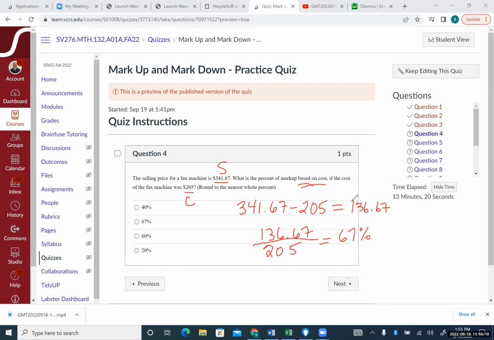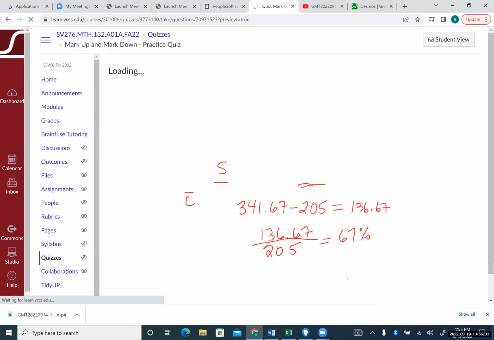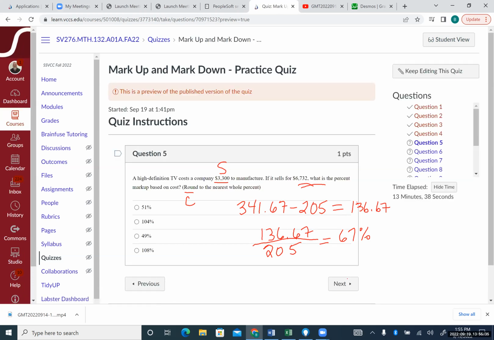Yes, I have that. Okay, good. Thank you. I like to confirm these. I don't want to show people wrong. All right, question number 5 is very similar to that last one. Let me give you a second to try to work through the whole thing to get the percent markup based on cost. Then I'll work it out too, and we'll see if our answers match.